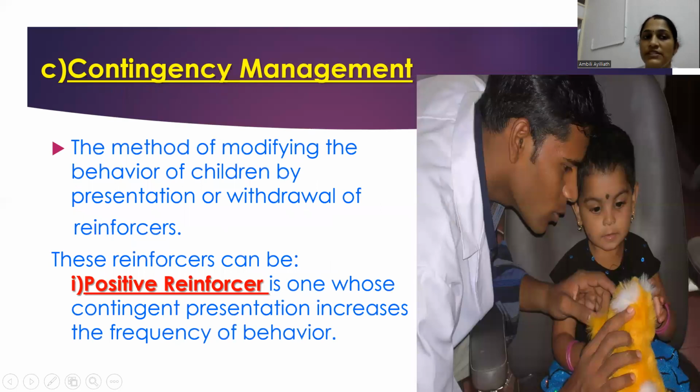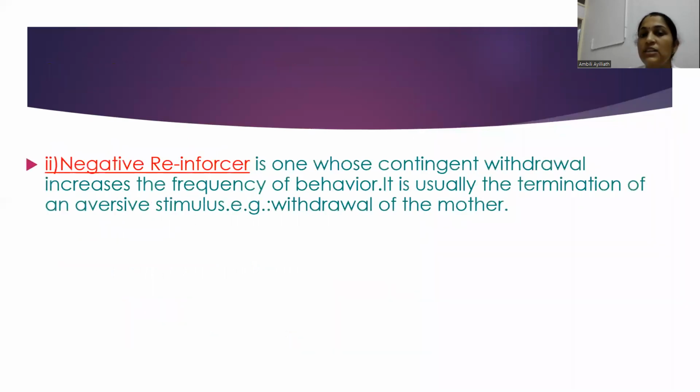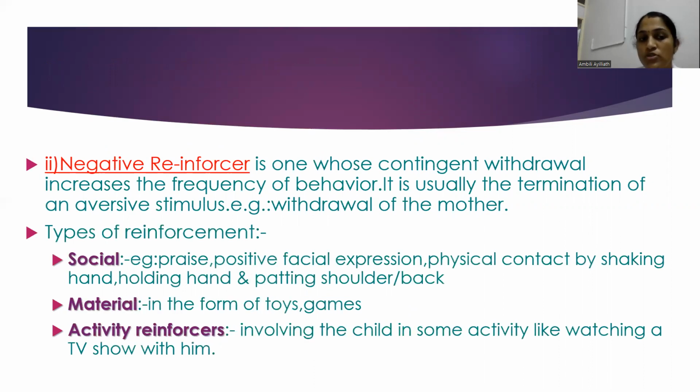Now, contingency management is another method where we modify the behavior by presenting or withdrawing some reinforcers. A positive reinforcer is one whose contingent presentation increases the frequency of behavior. So if the behavior of the child is good, we reinforce that behavior by providing something he likes. A negative reinforcer is something whose contingent withdrawal increases the frequency of behavior. Sometimes we ask the mother to move away from the patient so that we can do the treatment.